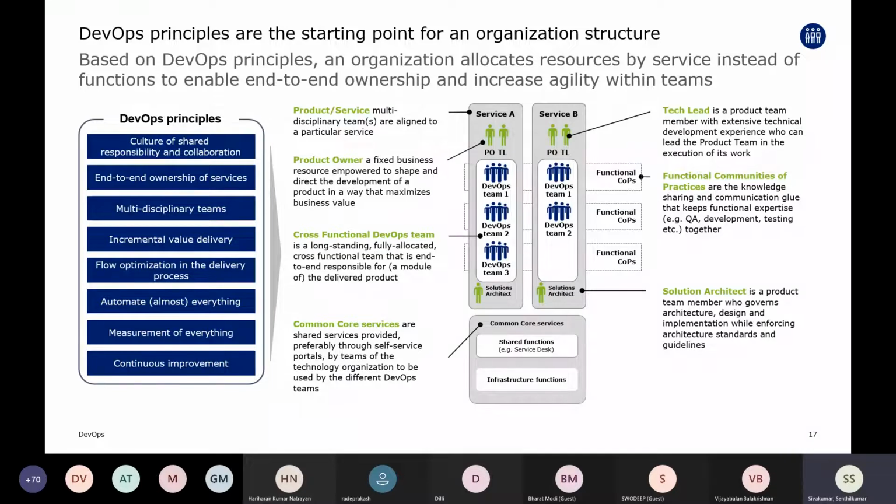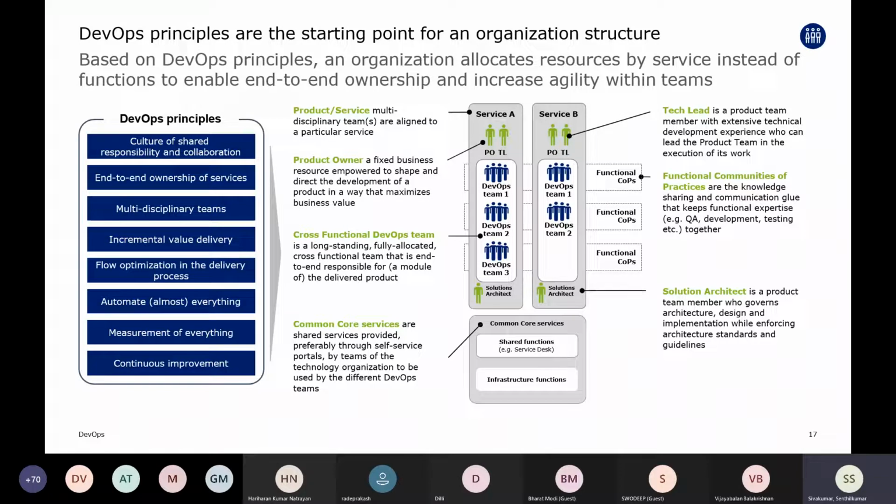And third one is the cross-functional DevOps team. So the cross-functional DevOps team is a long-standing and fully allocated cross-functional team that is end-to-end responsible. It doesn't matter whether testers, developers, or operations. It's all the cross-functional DevOps team. It's comprised of everyone. And common core services. So common core services are shared services provided preferably through a self-service portal by a team of technology organized to be used by the different DevOps teams. So if you manage these four areas on one side in a service A, and the service B would be the ones managing the team scope in terms of tech lead, functional communities of practice, and solution architect.